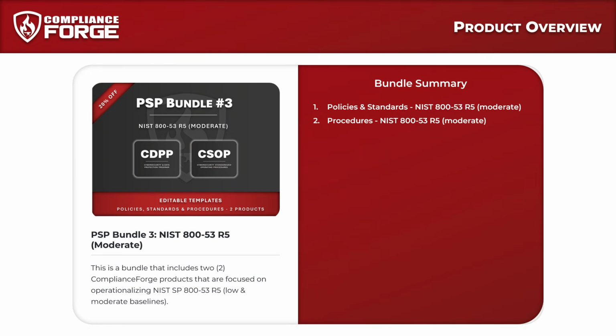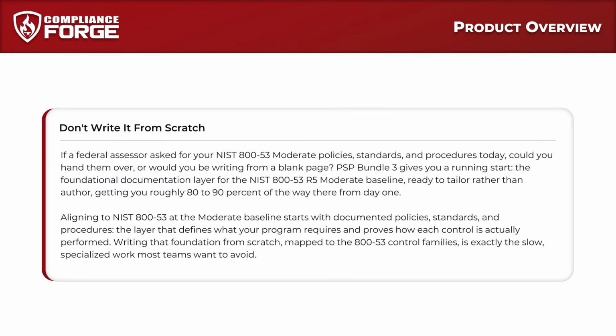The PSP Bundle 3 includes two ComplianceForge products focused on operationalizing NIST 853 Revision 5 at the low and moderate baselines. That is the policies and standards and the matching procedures. If a federal assessor asked for your NIST 853 moderate policies, standards, and procedures today, could you hand them over? Or would you be writing from a blank page?